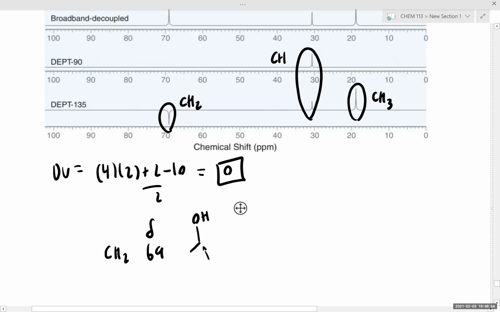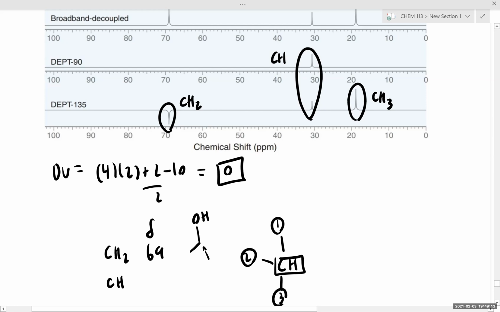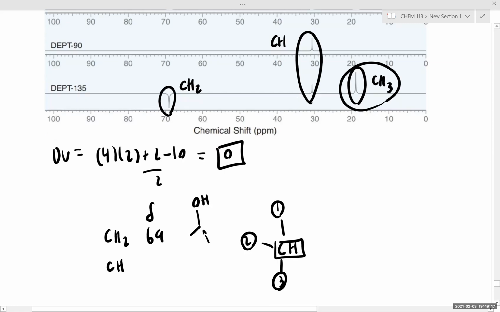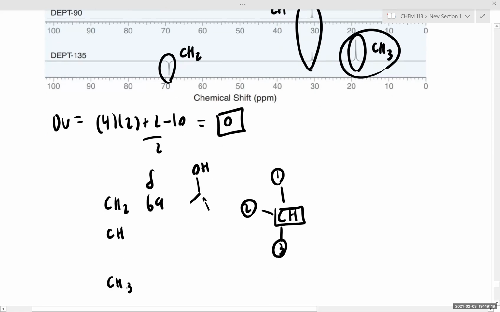Okay, so continuing on with this, we have a CH group. Let's note that we have a CH group. Now, what does that CH group tell us? How many things are attached to this carbon? If we have a CH group, we have 3 things: 1, 2, 3. That's important to note. Next, we have a CH3 group.